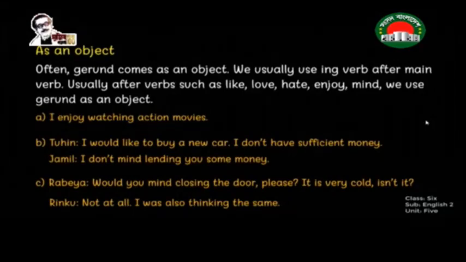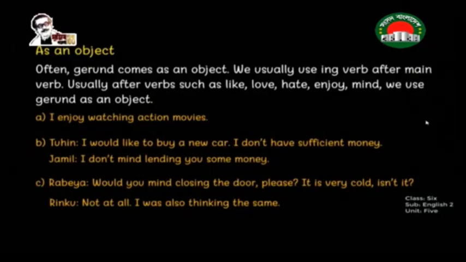It is very cold, isn't it? Rinku is answering, not at all. I was also thinking the same.